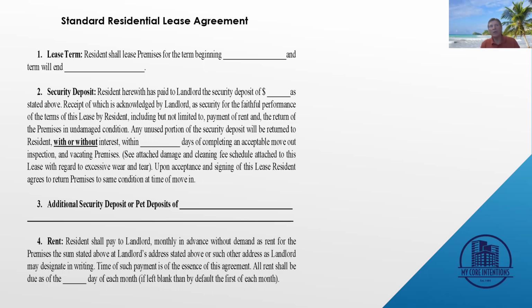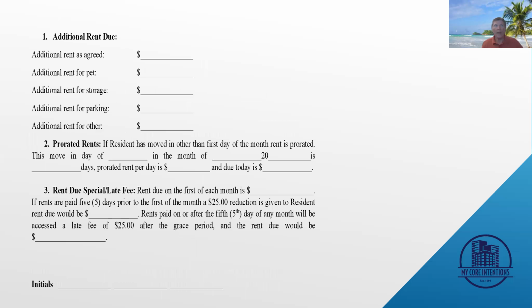And then we want to go into the rent and when the rent is due and exactly how much the rent is. Now this space here will tell if there's any additional rents. Maybe you have additional rent for a pet that might be on the property. Maybe you offer storage to your tenant and there's additional rent for that storage or parking spots.